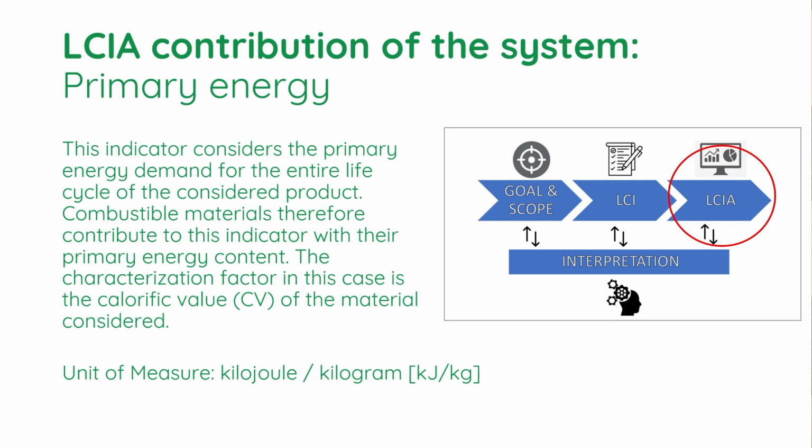First, primary energy. This indicator considers the primary energy demand for the entire life cycle of the considered product. For example, combustible materials therefore contribute to this indicator with their primary energy content. The characterization factor in this case is the calorific value of the material considered.